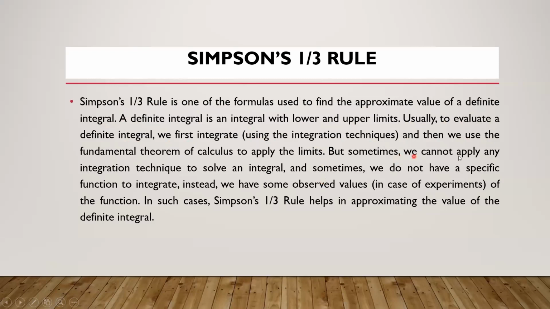But sometimes we cannot apply any integration technique to solve an integral, and sometimes we do not have a specific function to integrate. Instead, we have some observed values of the function in case of experiments. In such cases, Simpson's one-third rule helps in approximating the value of the definite integral.